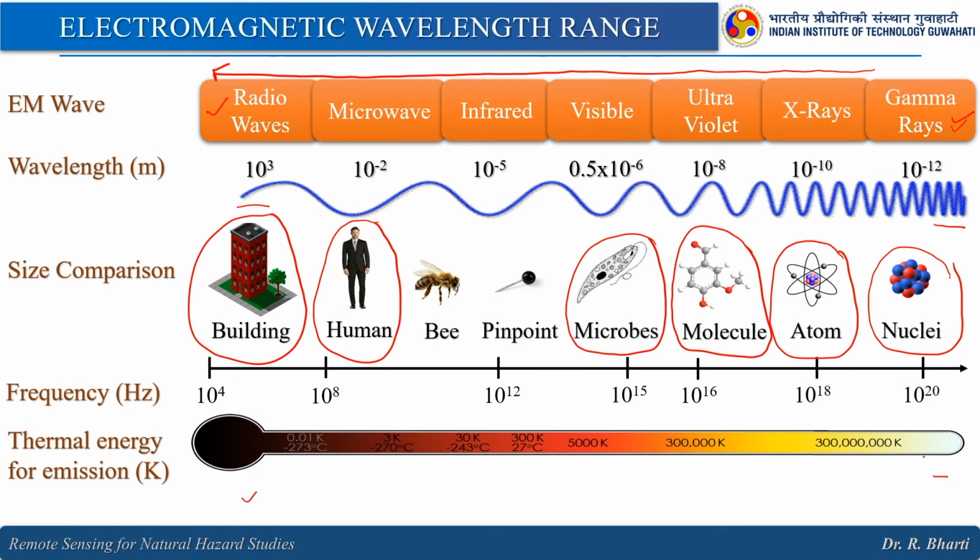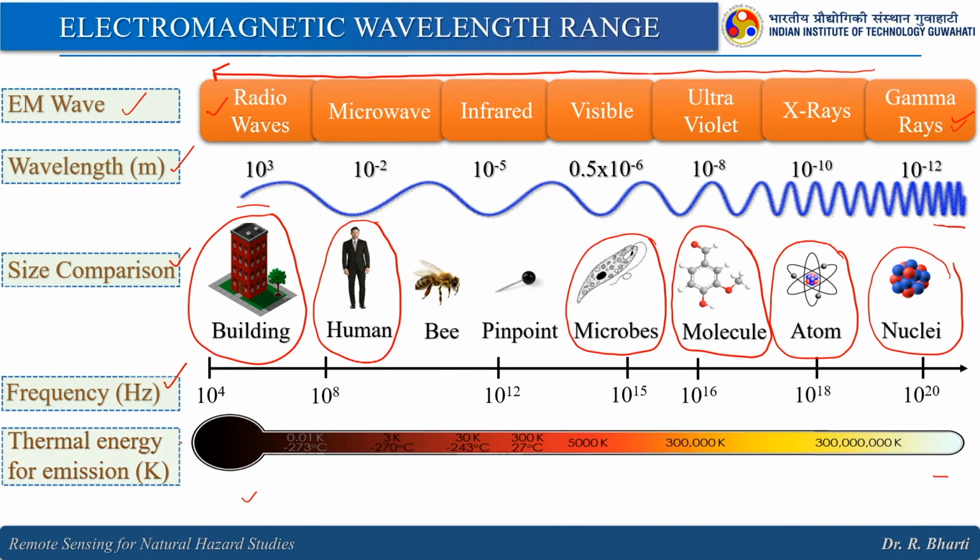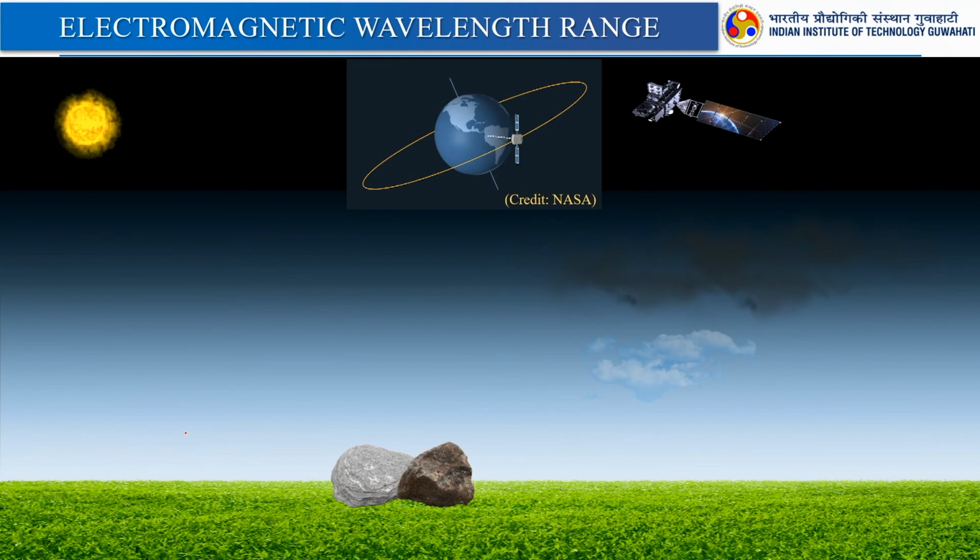So this information is very, very relevant, and it is very, very important to understand the concepts of remote sensing, how remote sensing is being used, or how the electromagnetic wavelengths are used in remote sensing. So the electromagnetic waves, wavelength, size comparison, frequency, thermal energy for emission. So that is very, very important.